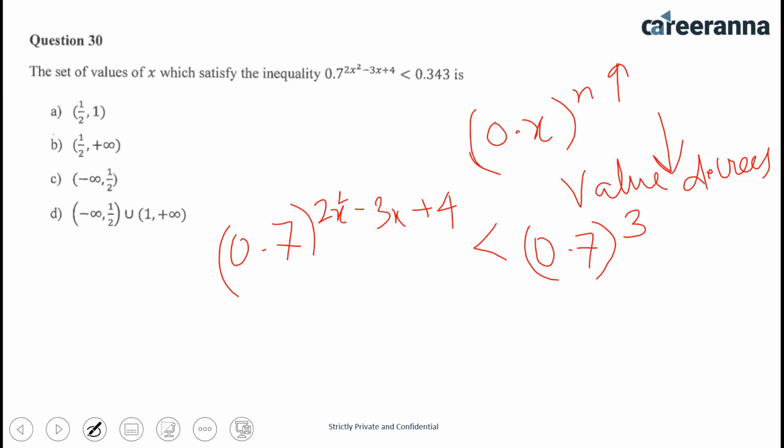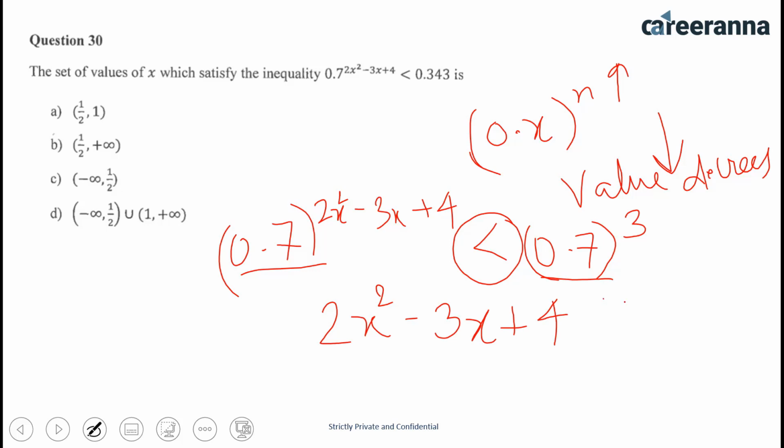Now since the bases on these two sides are equal, we can equate the powers. But remember, to get the answer we must change the sign of the inequality because of the decimal base. So this will become 2x square minus 3x plus 4 should be greater than 3 and should not be less than 3. Okay, just keep this in mind.